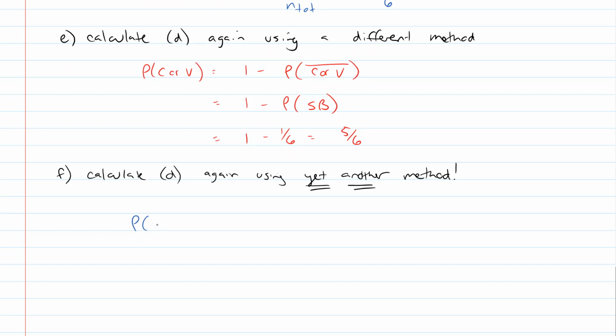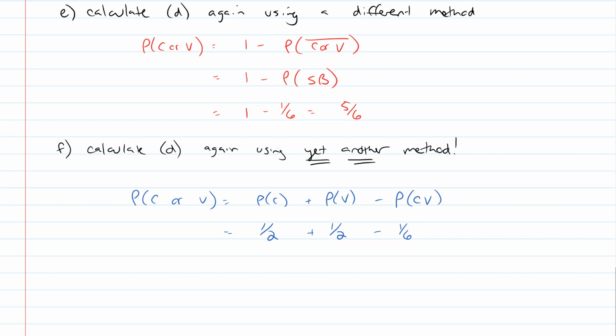You could say that the probability of chocolate or vanilla is equal to the probability of chocolate plus the probability of vanilla minus the probability of both chocolate and vanilla. And that's equal to 1/2 plus 1/2 minus 1/6. We calculated that earlier: the probability of getting one particular flavor as one of your scoops is 1/2, and the probability of getting both chocolate and vanilla is 1/6. And you can see that once again we get 5/6.